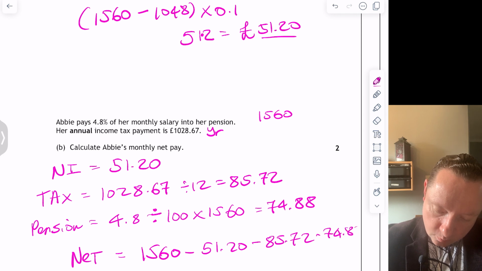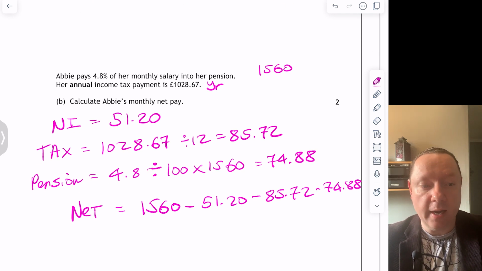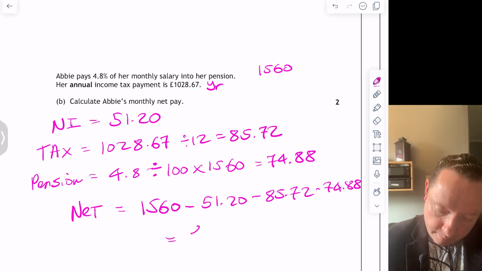Again, it's a calculator job, so you just get your calculator out and take all of them away from 1560, and you get 1348.20.